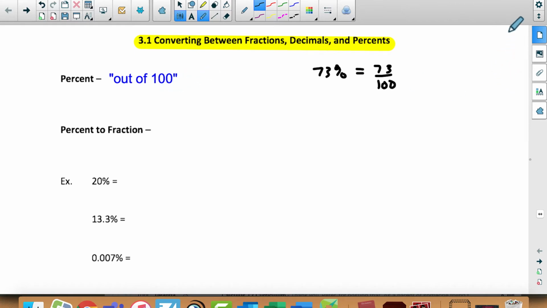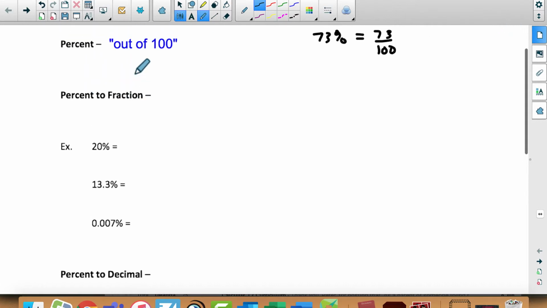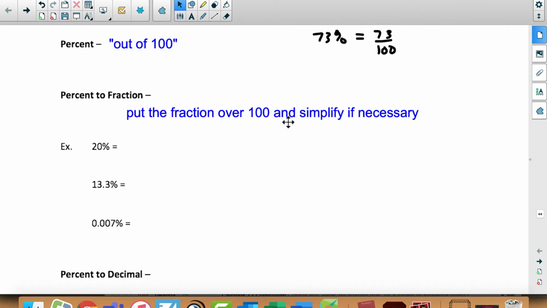Alright, let's start converting. The first thing we're going to do is convert percents to fractions. Well, I just kind of gave it away. Percent means out of 100. So if it's 20%, guess what it is? It is 20 out of 100. What you're going to do is put the number over 100 and simplify if necessary. It's that simple. Every time you see a percent, just make it out of 100. 20%, 20 out of 100.